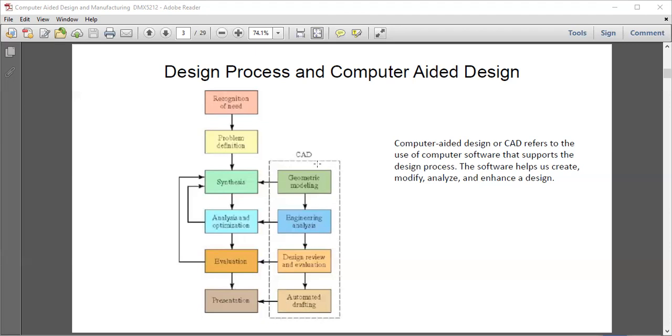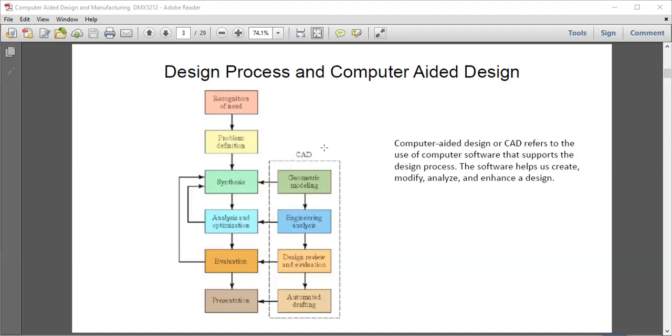We can redesign everything here. That means create, edit, modify, all. The next stage is analyzing. We analyze the design and optimize. So with CAD, we have 2D CAD systems and 3D CAD systems. We will talk about that in the next sessions.